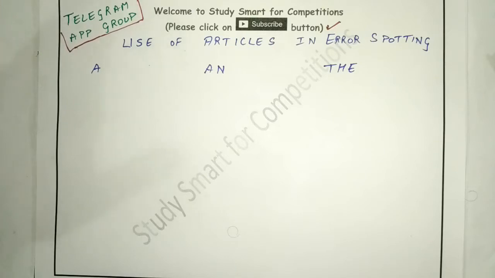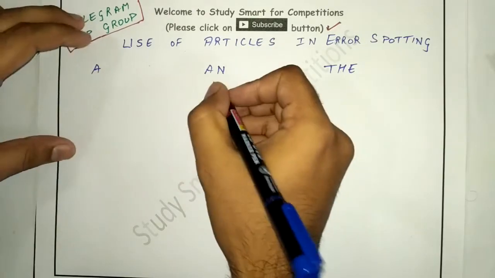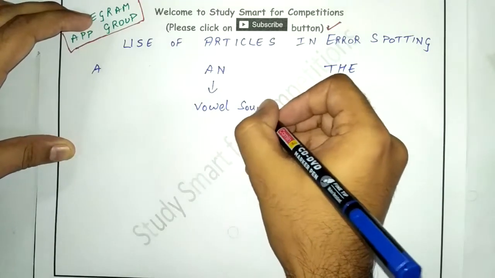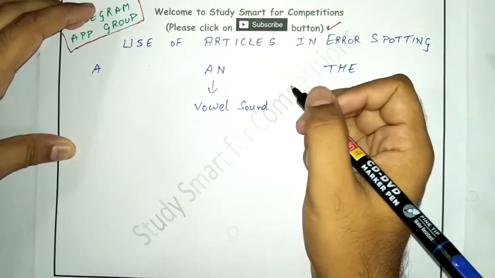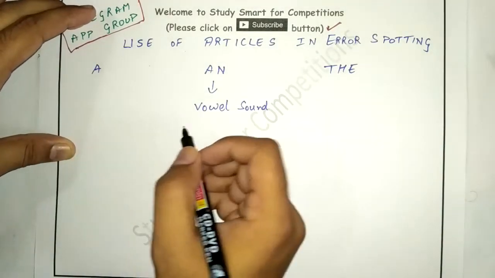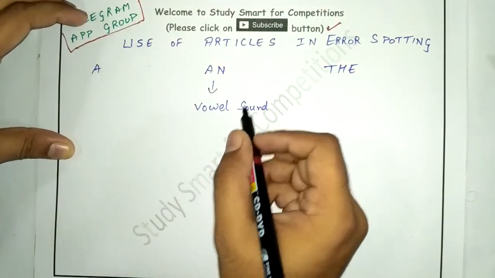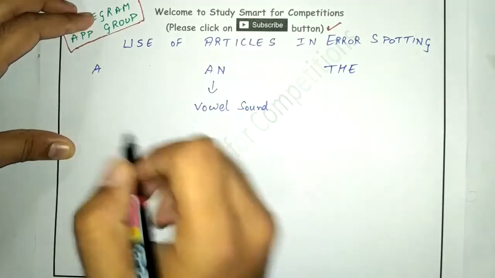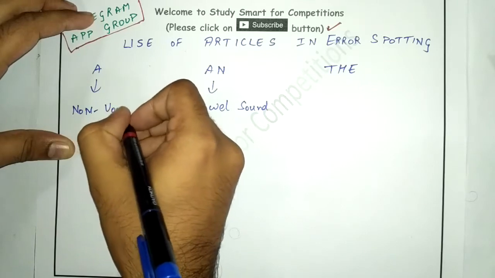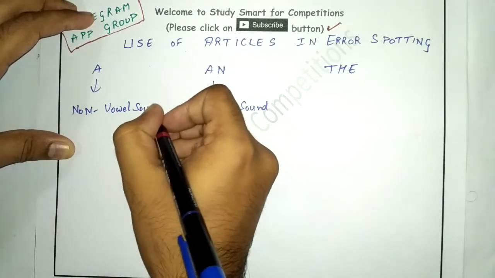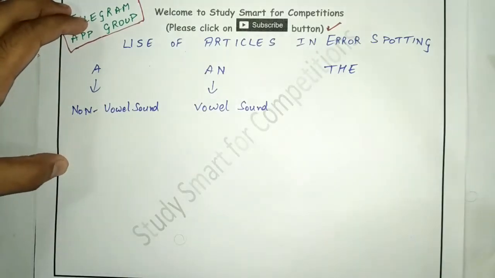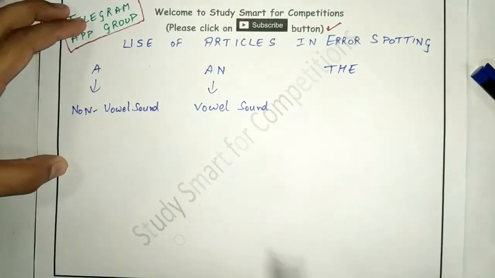So friends, first thing is that an is used when there is a vowel sound. I would be starting from the basics, then we'll go to the intermediate level and then to the advanced level. Anything with a vowel sound will have an, and a non-vowel sound will have a before it. All right, I will give you some examples.